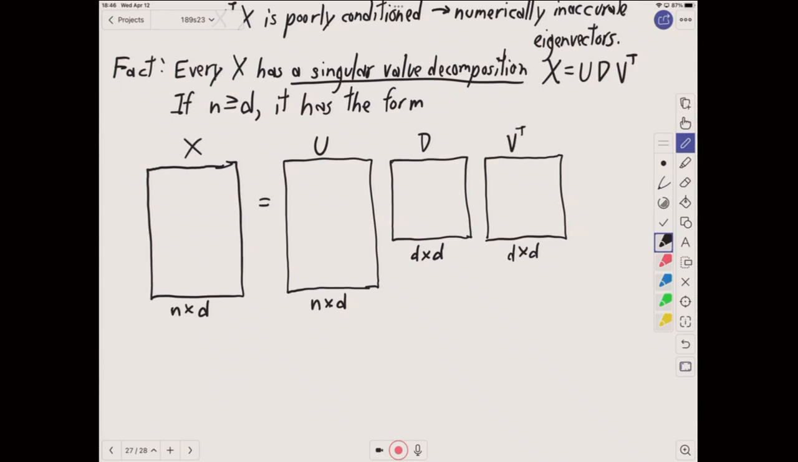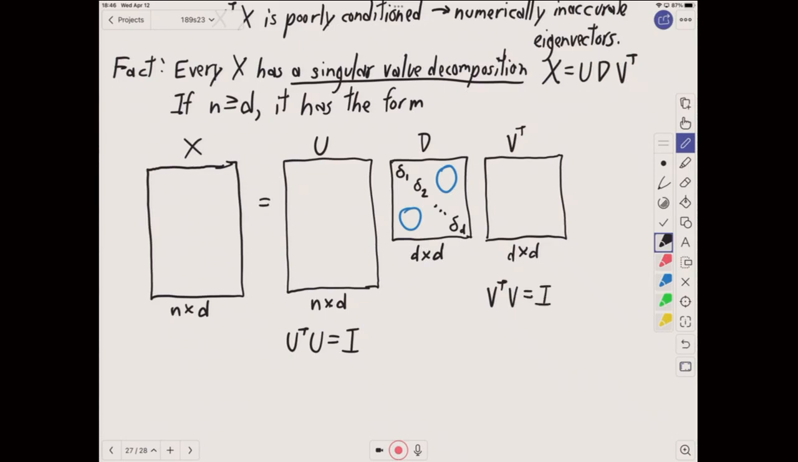Now, the matrix D in the middle is special. It's always a diagonal matrix. So I'm going to name the elements on its diagonal delta 1, delta 2, and so on up to delta d, and everything else is a 0. So that's a diagonal matrix. The other matrices, U and V, have the nice property that they are orthonormal, meaning U transpose U is the identity matrix. And likewise, V transpose V is the identity matrix.